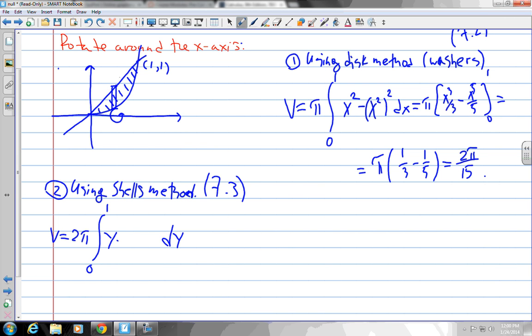We have to be very careful here. We'll look at it that way. What is the height of each one of those shells? Yeah, it's whatever this line is, so it's square root of y minus whatever that line is. Right? Do you see that?